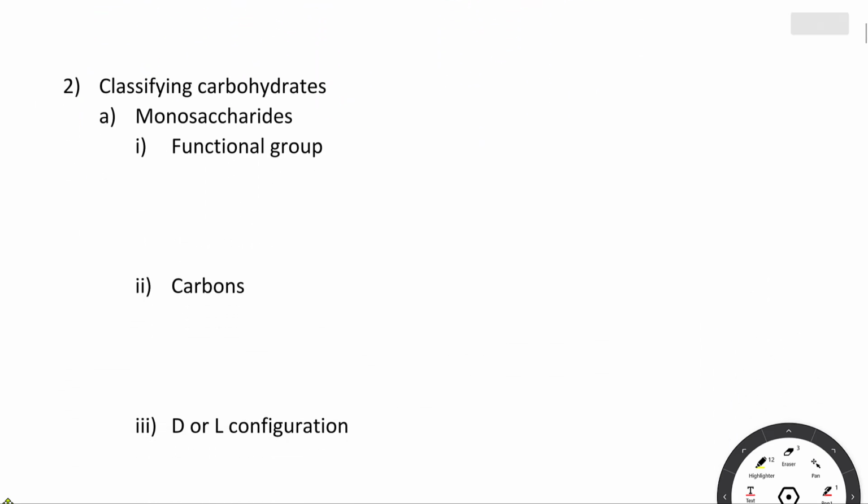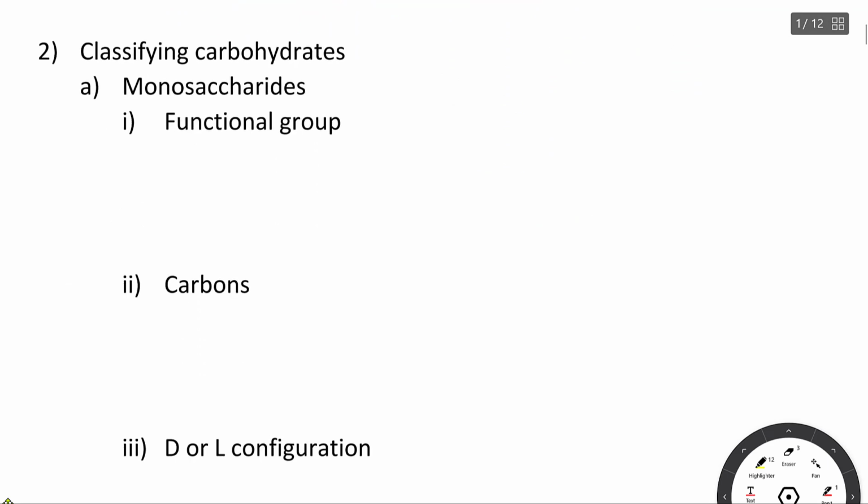All right, so let's classify carbohydrates. Let's talk about the different classifications of carbohydrates. In the carbohydrates, we have something called monosaccharides, and those are individual units of sugar molecules. So when you've heard the word glucose or fructose, those are monosaccharides. And the first way that we classify them is by functional group.